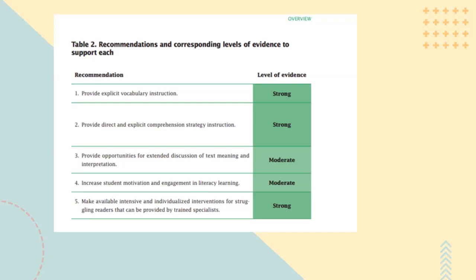Providing explicit vocabulary instruction has very strong evidence of being able to support our students, and that's the one that would go into teaching the decoding skills. Providing direct and explicit comprehension strategy instruction also has strong evidence. Providing opportunities for extended discussion of text, meaning, and interpretation is moderate, and hopefully that's something we're doing in our classrooms, allowing our students to talk about the text they're reading. Increasing student motivation and engagement has been shown to have a moderate level of influence on achievement. And making intensive and individualized interventions for struggling readers, provided by trained specialists, is strong.